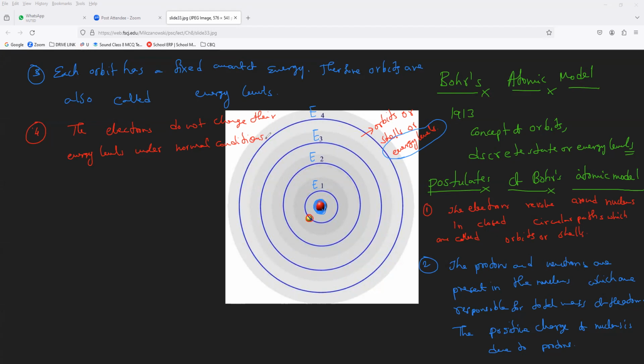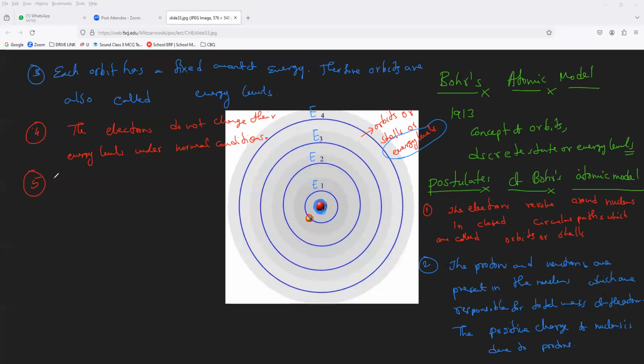Yes, sir. Will it differ from each environment? Yeah, we can. That is not normal conditions. Normal conditions means, suppose you consider room temperature, room pressure, everything, whatever it is, normal temperature and pressure and all. Okay. Yes, sir. That is all.